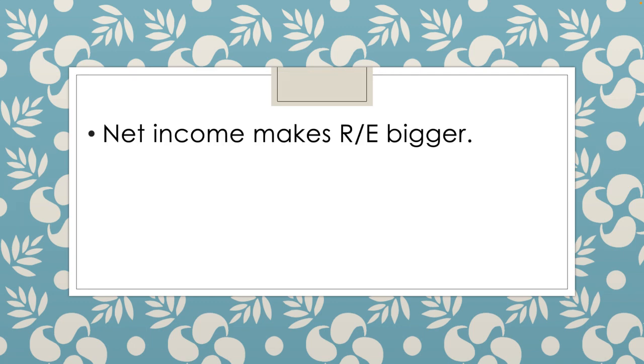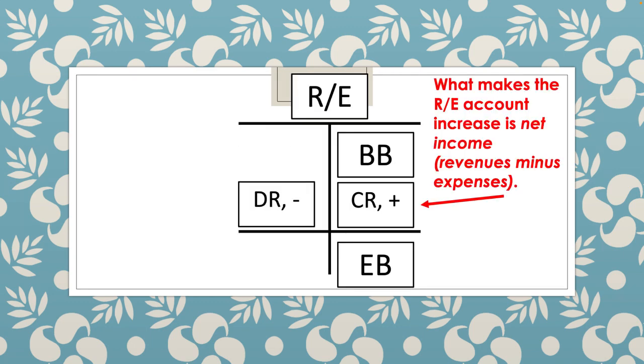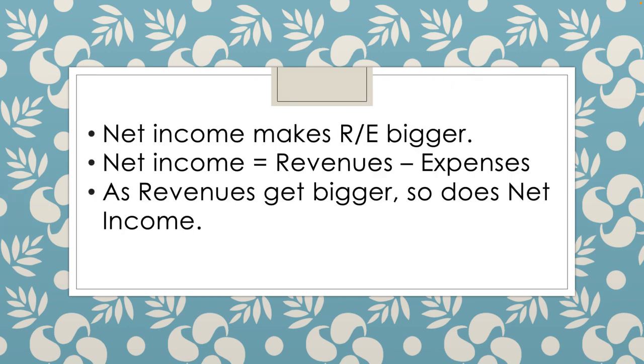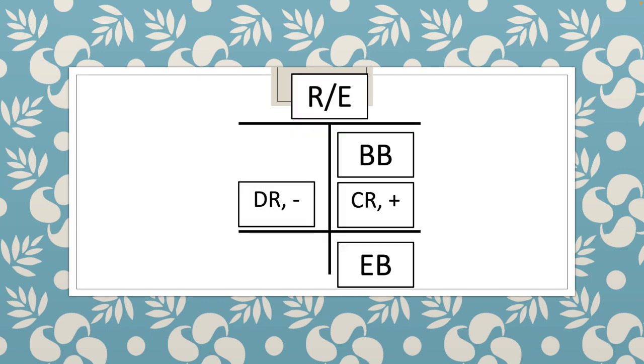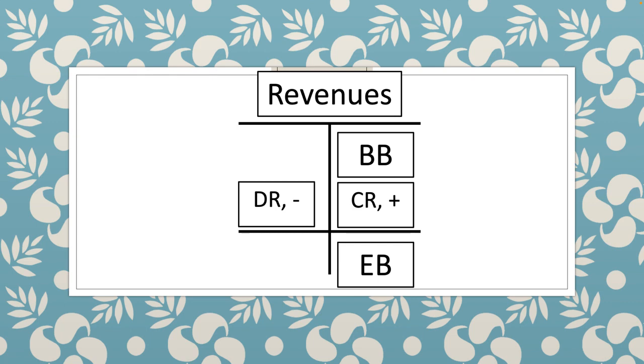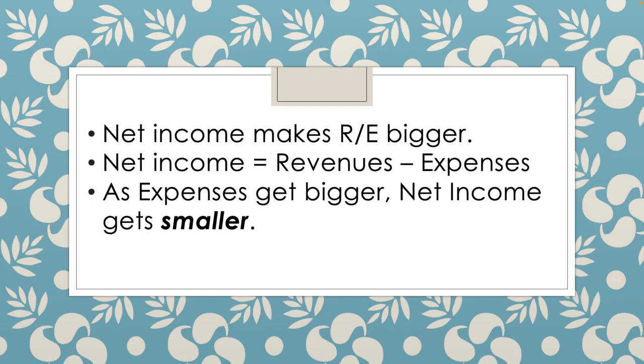Net income is the part of the account that makes retained earnings bigger. It's increased with net income. Now, net income, as you know, is revenues minus expenses. So as revenues get bigger, so does net income. Since revenues make net income bigger, and since net income makes retained earnings bigger, everything's going in the same direction. So revenues and retained earnings must move in the same direction. So when retained earnings looks like this, and it does, that means revenues must look exactly the same, with the balances on the credit side and increased with a credit.